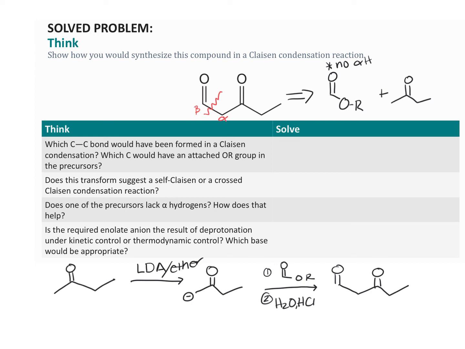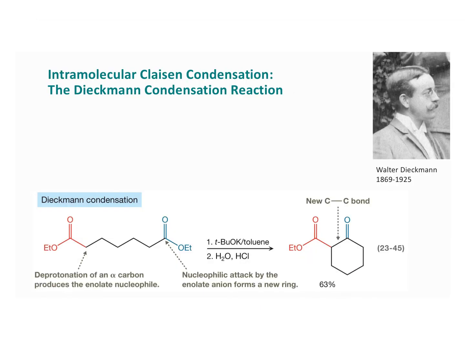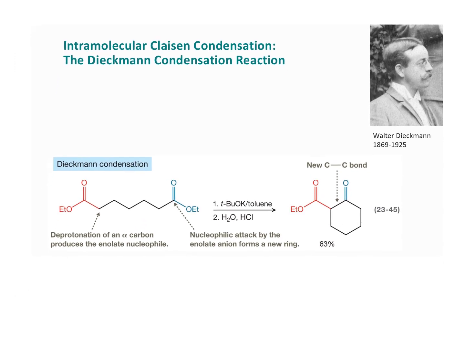Now, the Claisen condensation, like the aldol reaction, has a potential for an intramolecular reaction, ultimately producing a ring. When it does this, it's called a Dieckmann reaction. It's named after the German chemist Walter Dieckmann, who worked on this particular reaction. An example of this involves a diester, so there are two ester groups here. There's a deprotonation of an alpha carbon, and then a nucleophilic attack by the enolate anion forms the ring here.